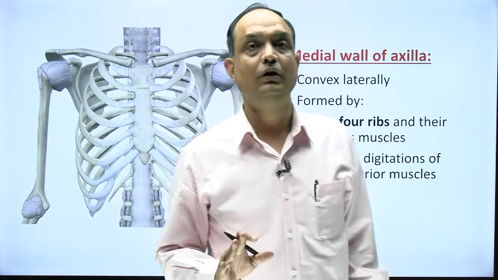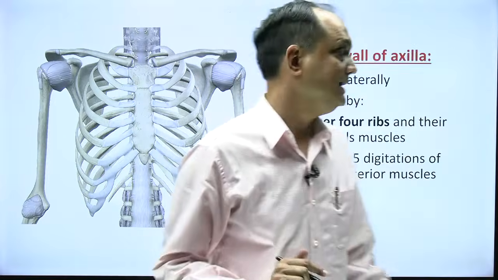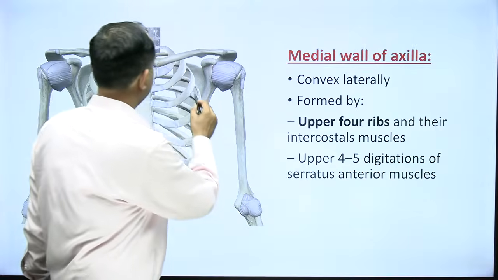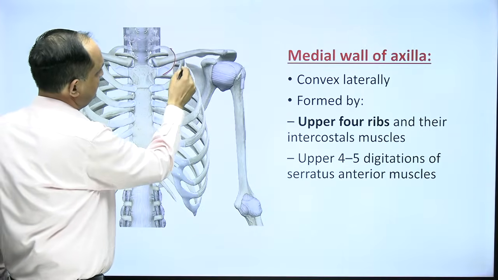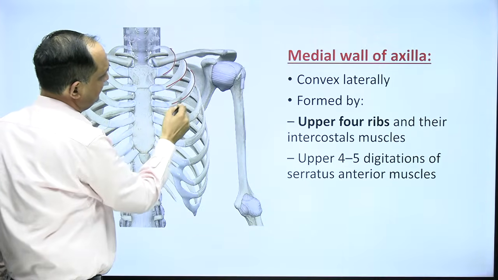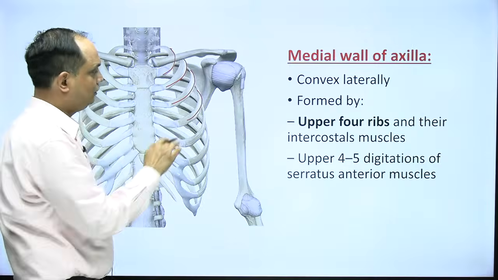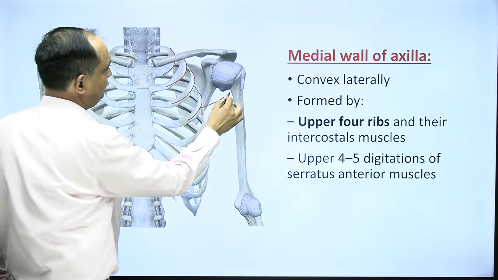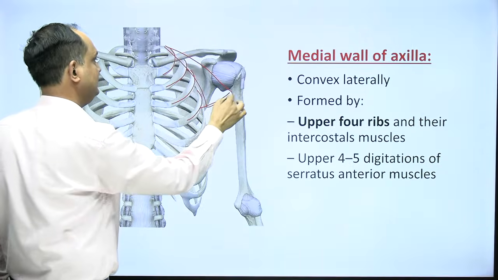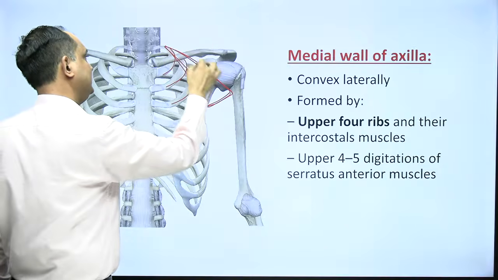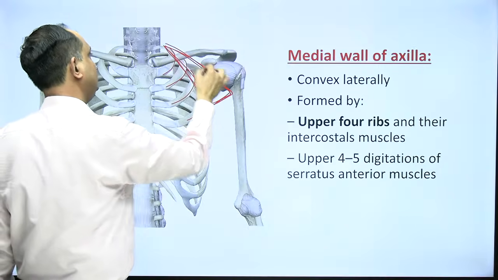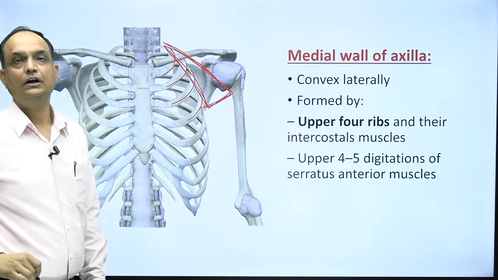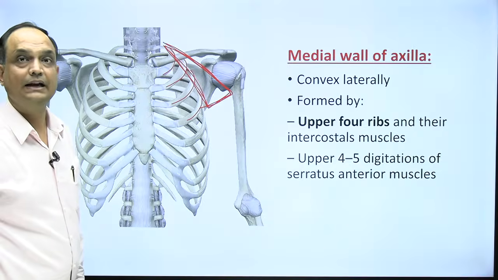Now what about the medial wall? Now see, the medial wall is nothing but the lateral wall of the chest. So this is the lateral wall of the chest. This is the first rib, second rib, third rib and fourth rib. We will not go below the fourth rib. Now here you are drawing your axilla. Clear? The axilla you draw is not vertically straight, it is directed towards the root of your neck.